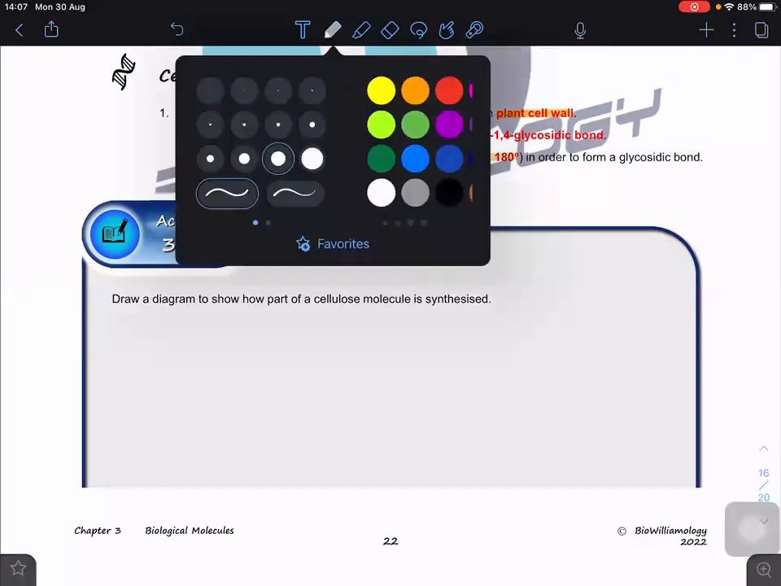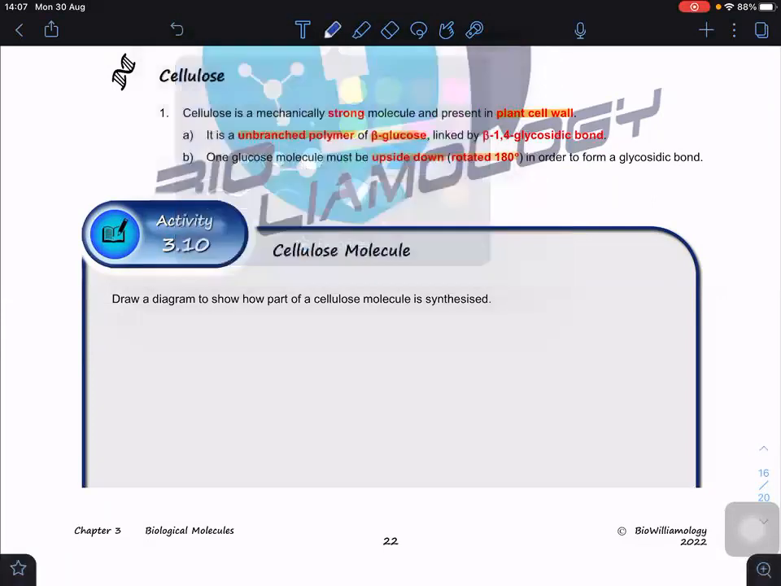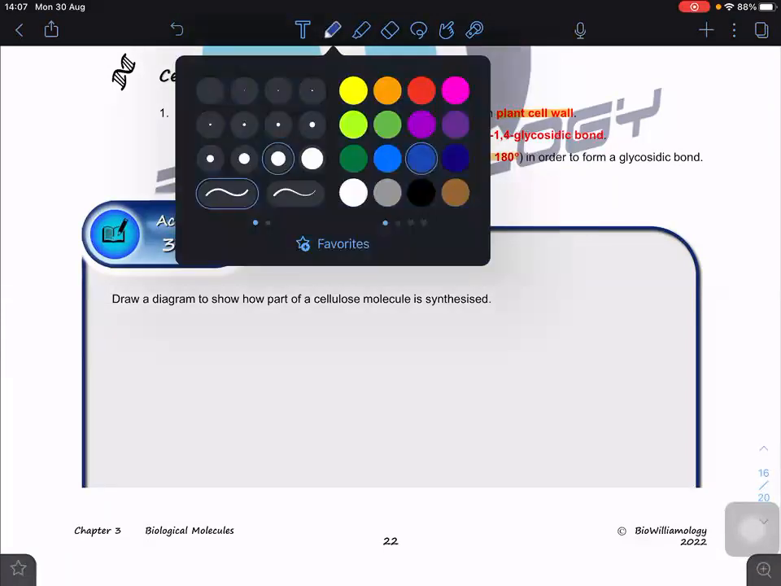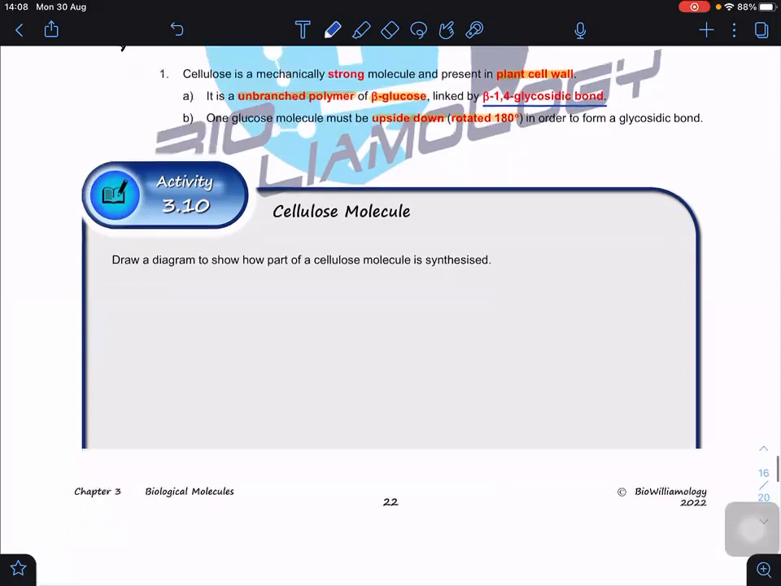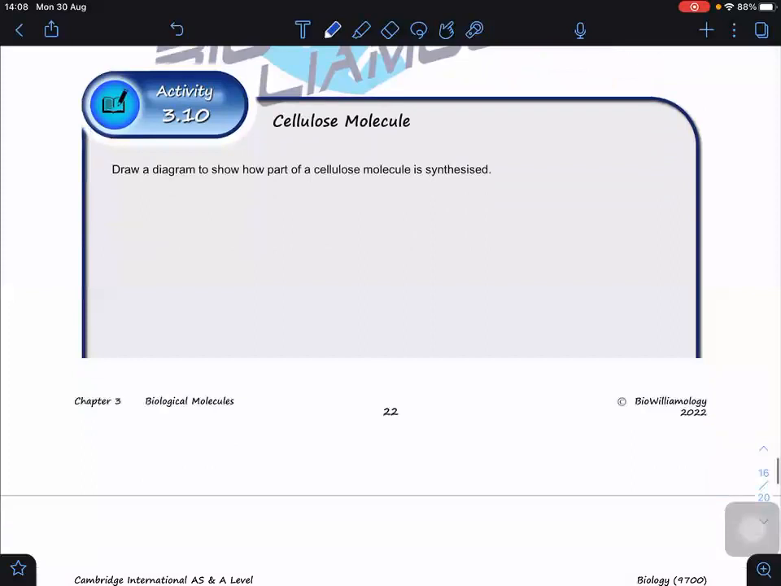Okay, let me highlight for you. Sorry, not alpha, it's a beta 1,4 glycosidic bond. So let me highlight for you. Then let us draw this structure out, how we can form the cellulose molecule. I'm going to use 4 beta glucose to draw this, and then you can copy it down in activity 3.10 here.